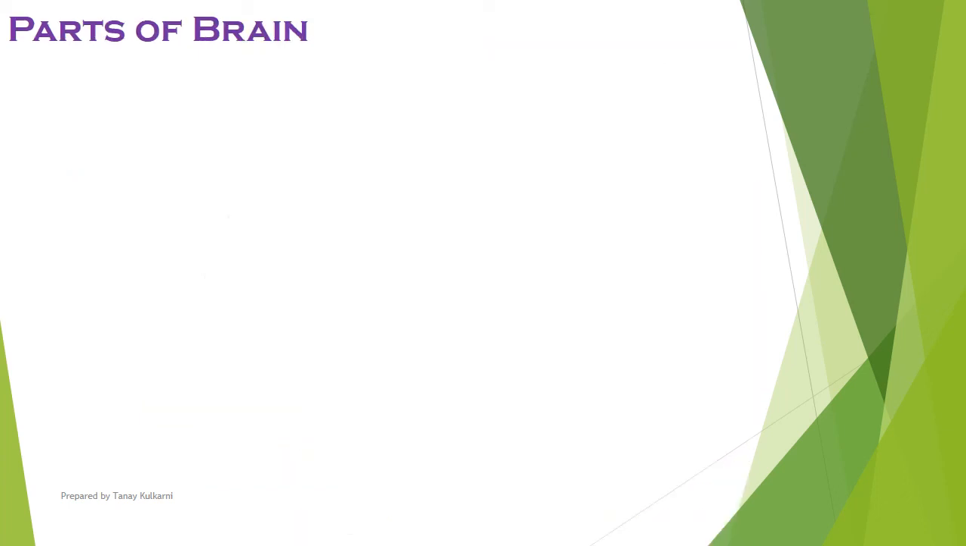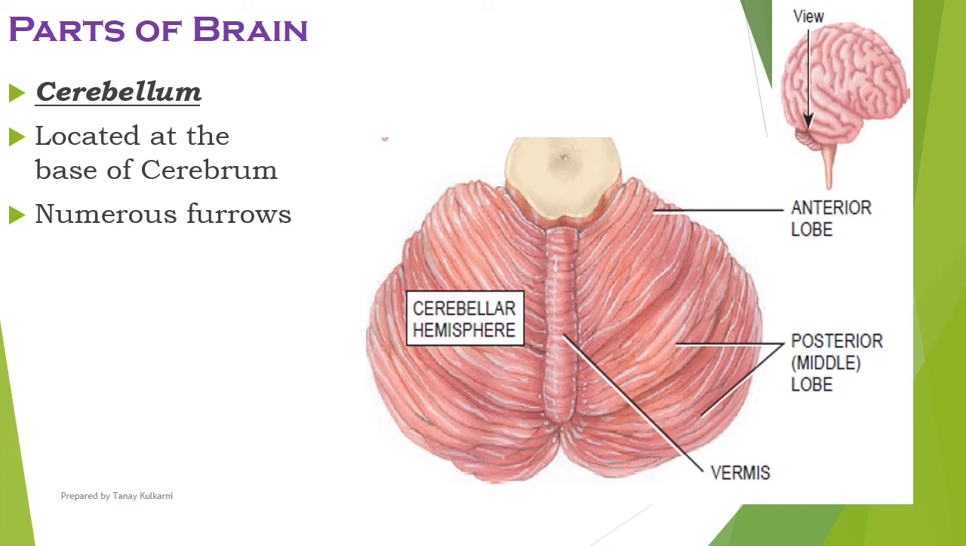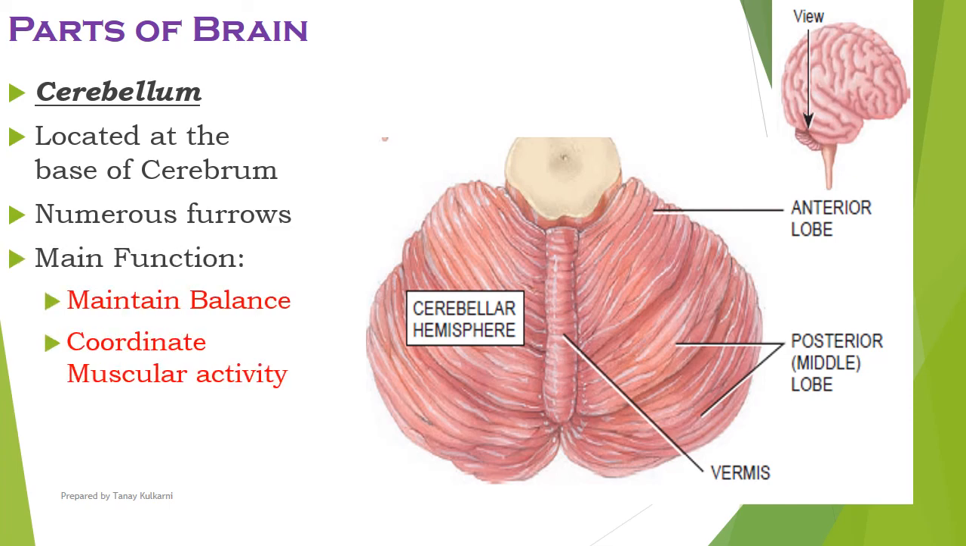The second part of the brain is cerebellum. It is located at the base of cerebrum. It looks somewhat like a leaf-like structure. It has a number of furrows. They do not have any sulci or gyri, and the main function is to maintain the body balance by coordinating muscular activity.